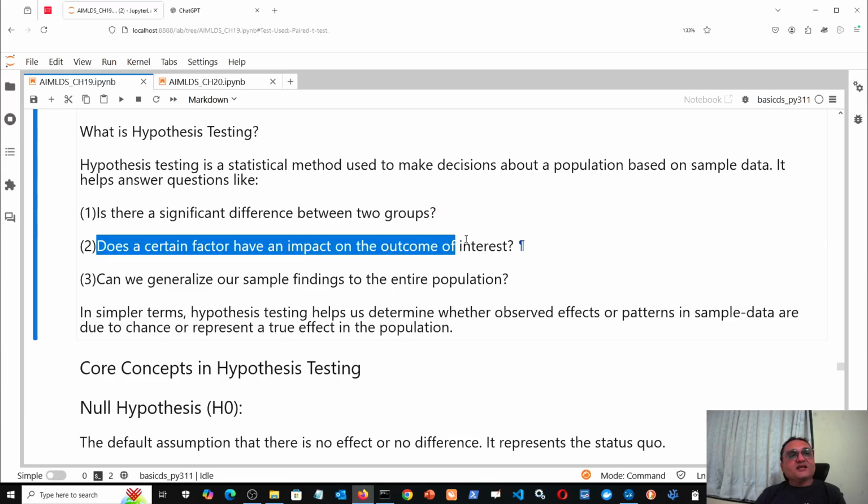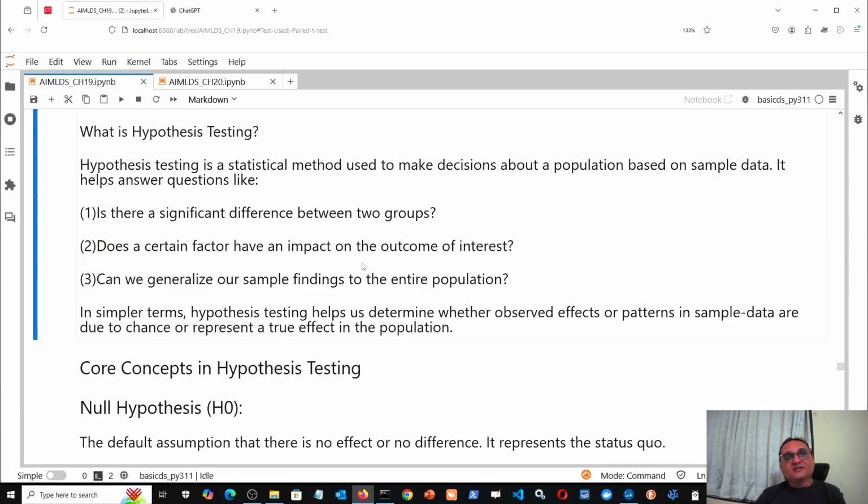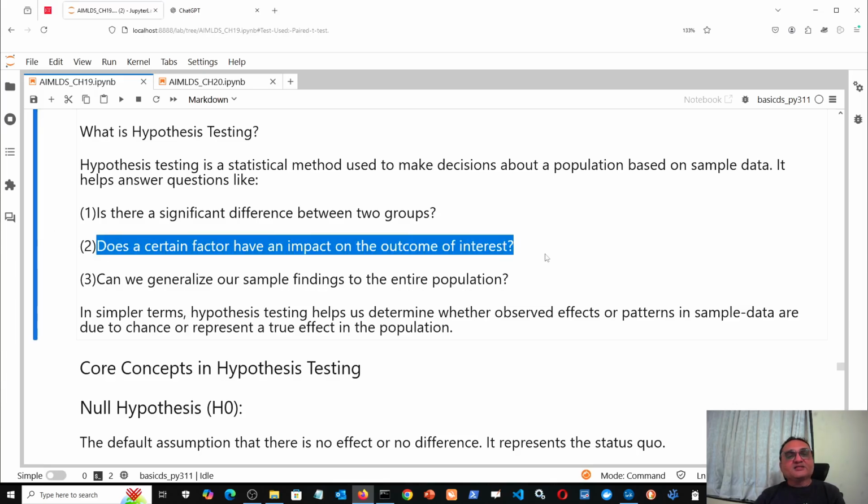Similarly, does a certain factor have an impact on the outcome of interest? For example, does the salary of the person depend upon his age, or does the salary depend upon his qualification, or does the salary depend upon his seniority, that is, the years for which the person is in your organization? Yes or no for each factor. So you can find the answer to that type of question also using hypothesis testing.